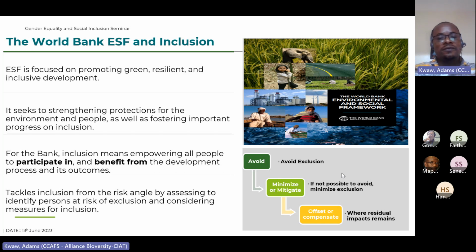In terms of application, the framework tackles inclusion from the risk angle. So it approaches from the lens that some people could be discriminated against from implementation of development interventions. And from that angle, it encourages the project team to consider measures that they could take to avoid exclusion of potentially vulnerable people as well as minorities. And if avoiding exclusion cannot work, then they are to take measures to minimize exclusion or completely mitigate it.